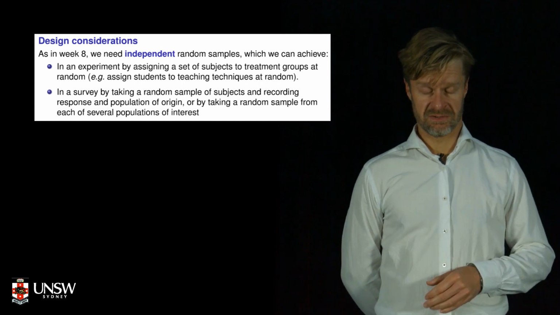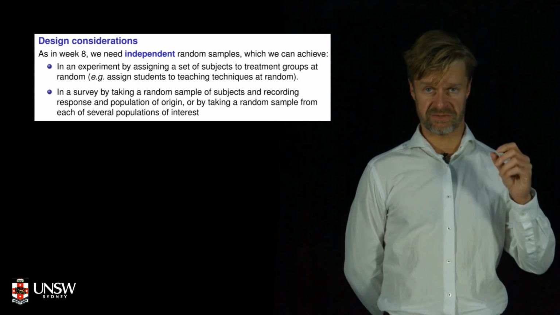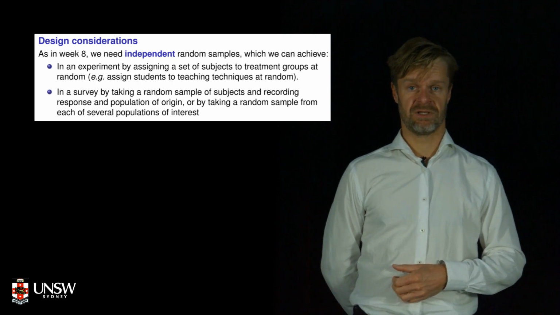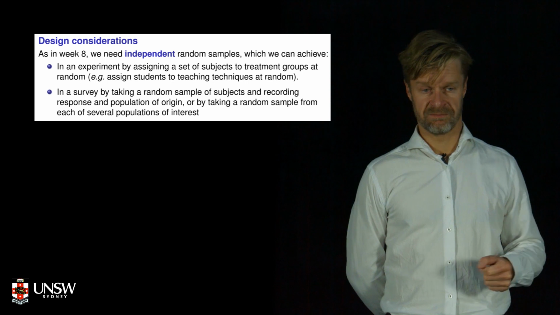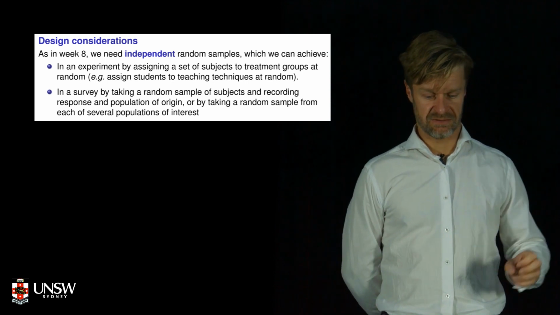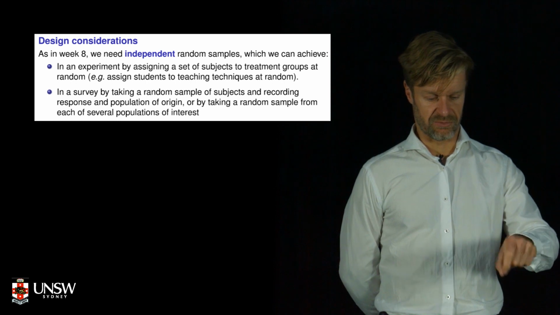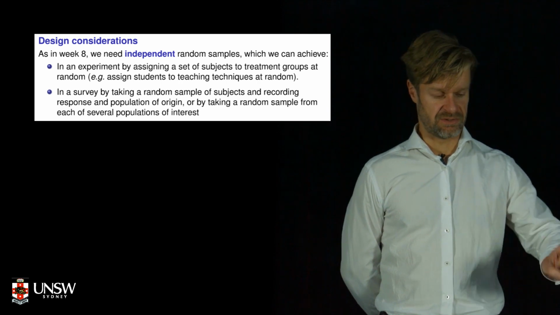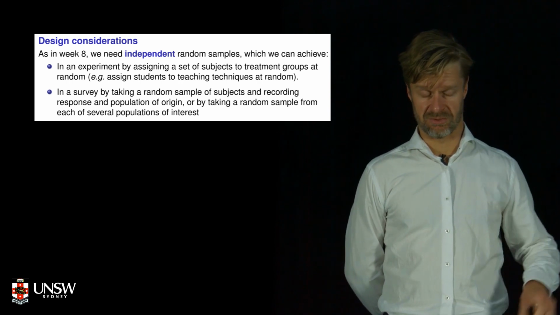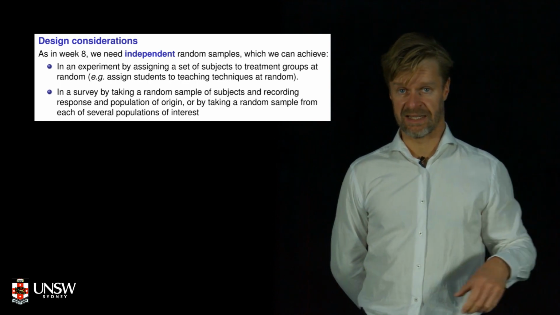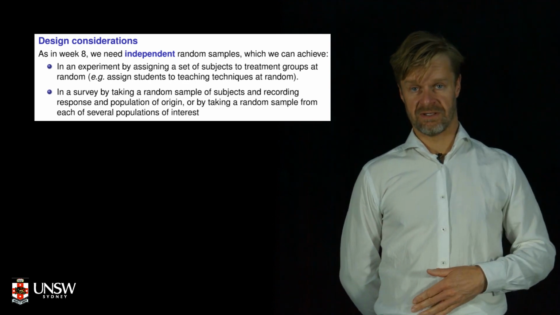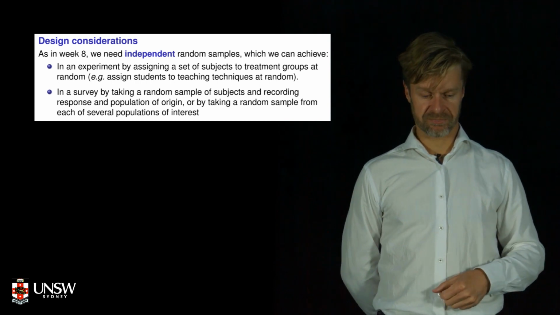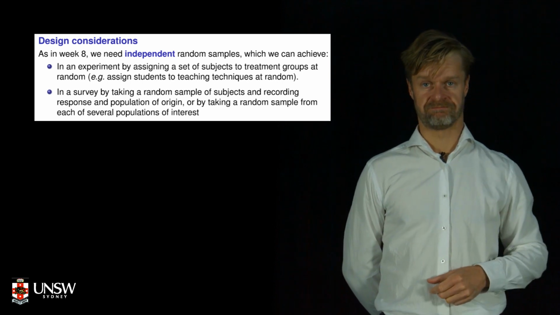In an experiment, the way to do it is to take your subjects and assign subjects to treatment groups at random. So you got, say, 25 students, and you've got a hat. In that hat, you've got like 4 little labels saying teaching method 1. You've got a bunch of labels saying teaching method 2, teaching method 3. Each student draws a label out of the hat and they get assigned that teaching method. That's enough to satisfy the independent random sample assumption, randomly allocating subjects to treatment groups.